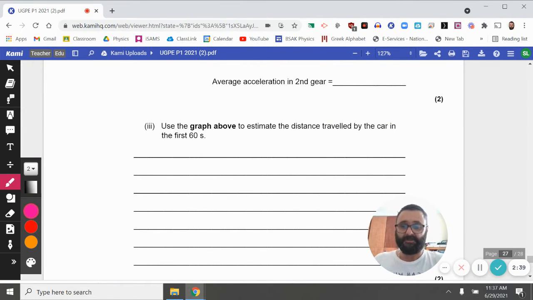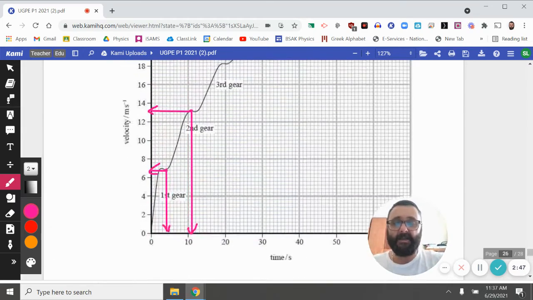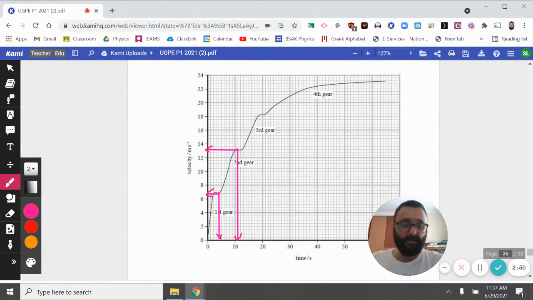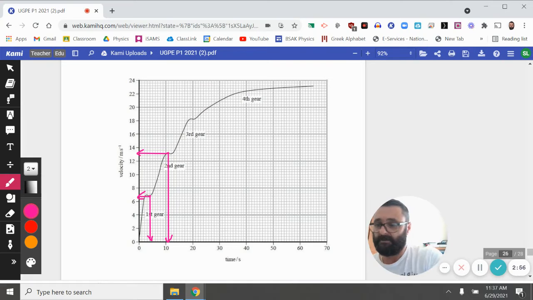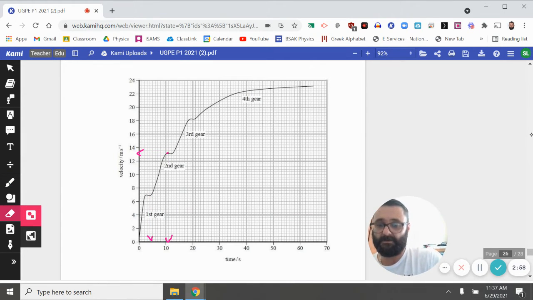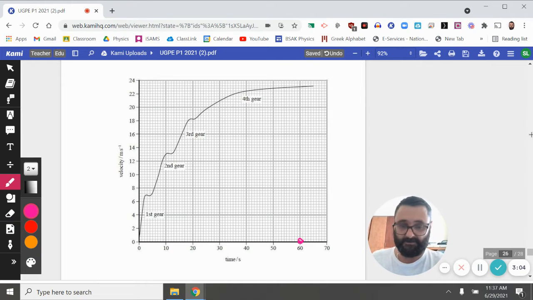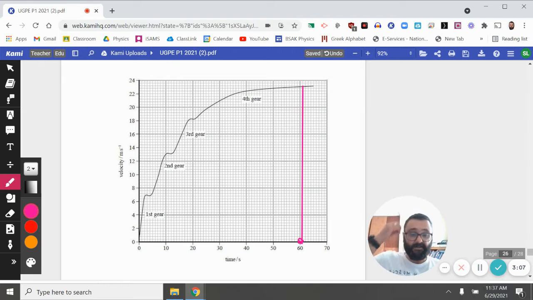Use the graph to estimate the distance travelled by the car. This wasn't in the mark scheme, because this is something I added. Distance is the area under the graph. So how do you find the area? It's the area from 60 seconds. Because it's a curve, we've got to count squares. No one's going to expect you to count the tiny squares in this, but we can estimate the total number of full squares.